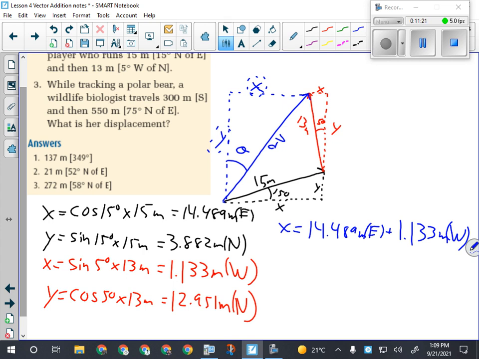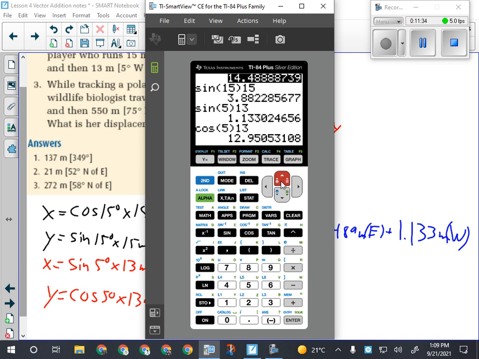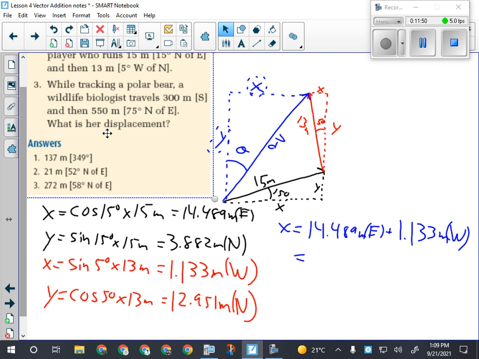Sydney, did I lose it? Okay. All right, so I'm going to take my 14, which is up here somewhere. There we go. Okay, so I'm using all of the decimal places. So that minus that one. All right, so there's my overall blue x component, 13.356 meters east.